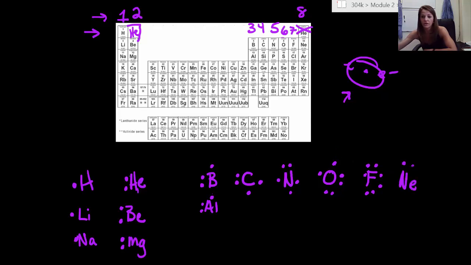Okay, for neon, our first noble gas, we have neon here. We go 1, 2, and then 3, 4, 5, 6, 7, and 8. Okay, so it has 8 electrons. They're all together. As long as you keep the first 2 together, that's all that matters.